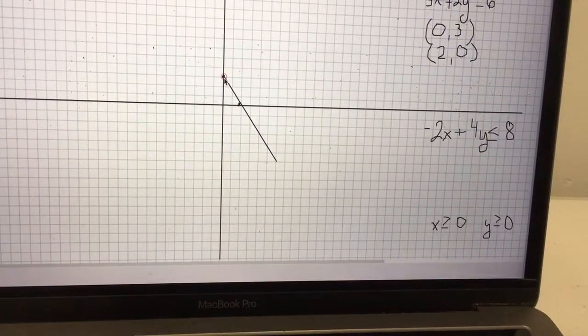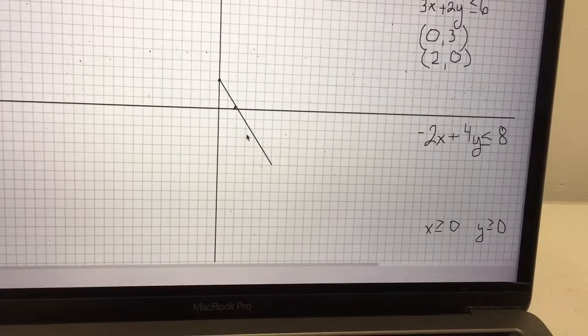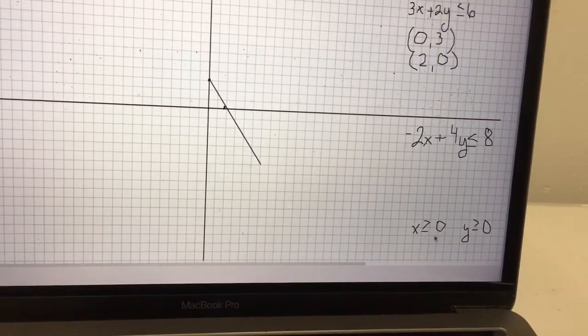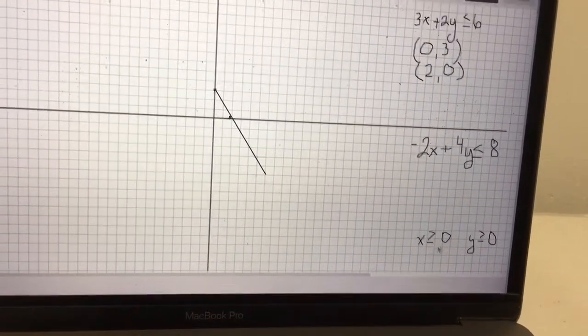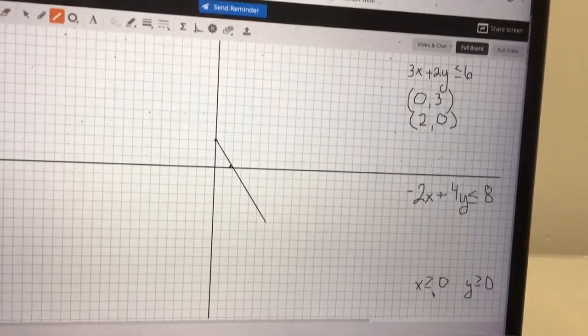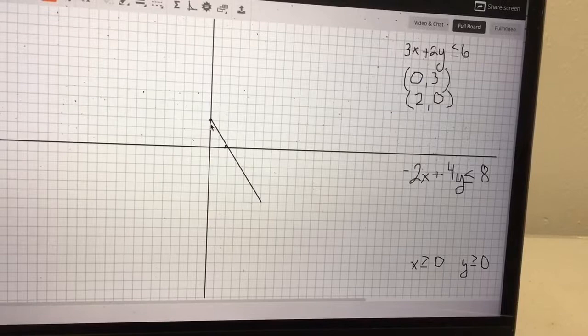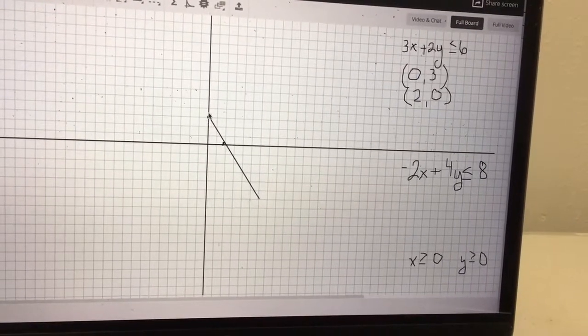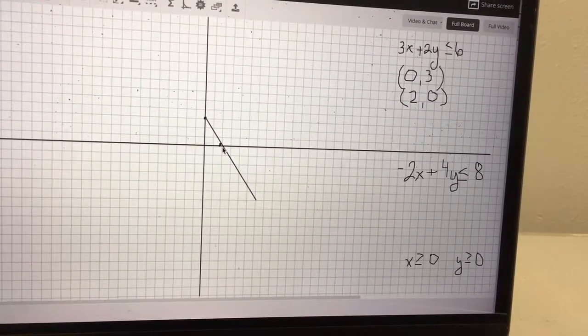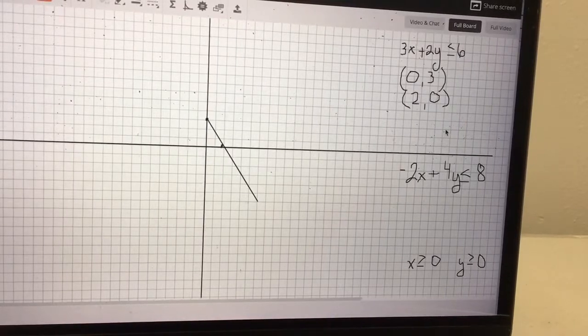And I'm not even going to go any further than that, because notice what my constraints are down here. This is what we call a first quadrant problem, okay? I don't even need to go down this far because my graph is just going to be in the first quadrant. So I'm going to leave that one alone for right now.